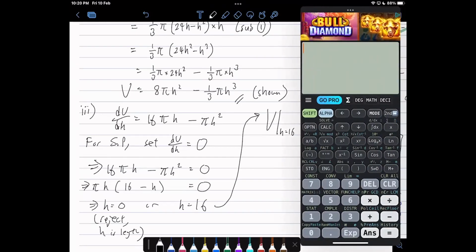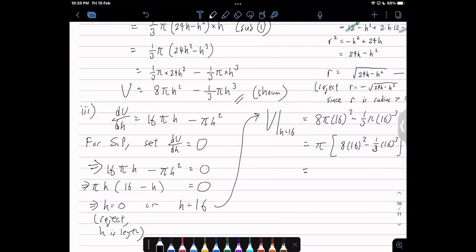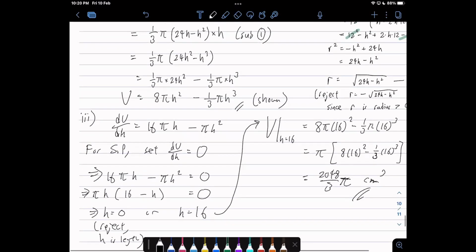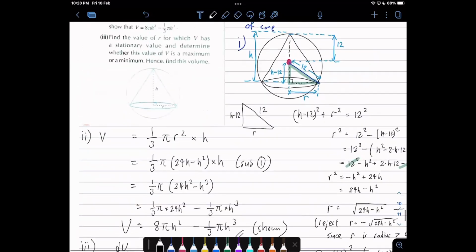Do you get 2048 over 3? Yes. Okay, I did it manually. Yes, good. That's the answer. By the way, usually your answer is expected to be left in exact terms in terms of pi. Okay, good.